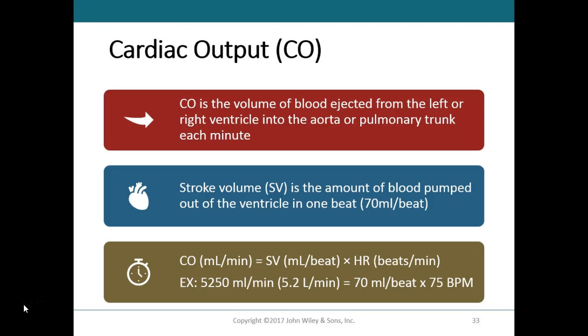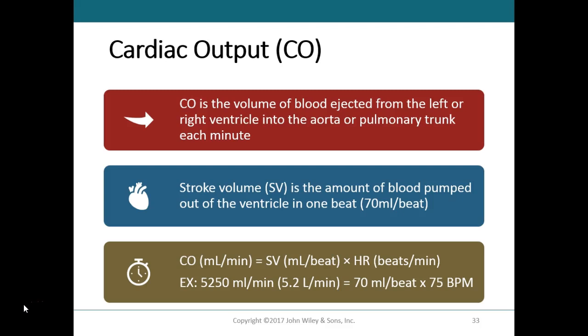So in a typical resting adult male, stroke volume averages about 70 mL per beat, and heart rate is about 75 beats per minute. So the average cardiac output is 70 mL per beat times 75 beats per minute, which gives us 5,250 mL per minute. Well, that's not very clinically useful, so let's change that to 5.2 liters per minute.